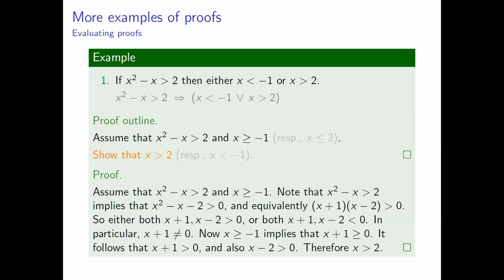Observe that this proof is shorter than the one in the previous slide. This shows the advantage of following the proof outline described in Lecture 2.1.